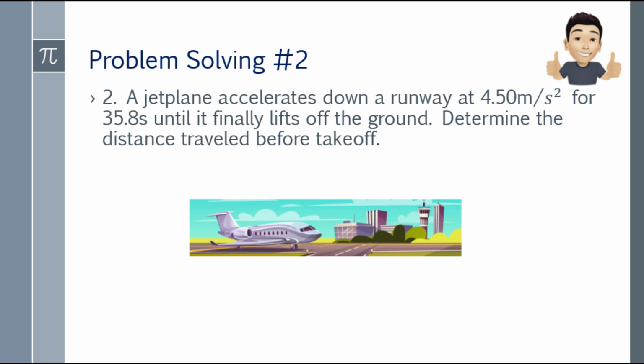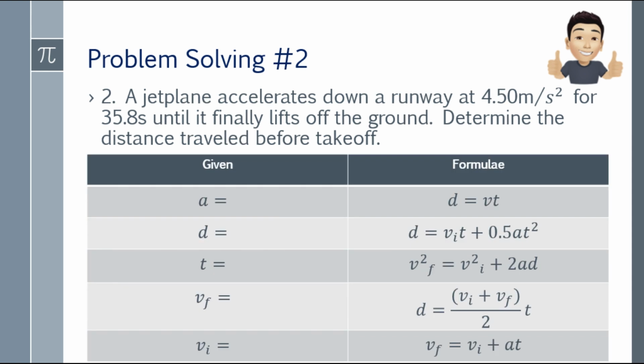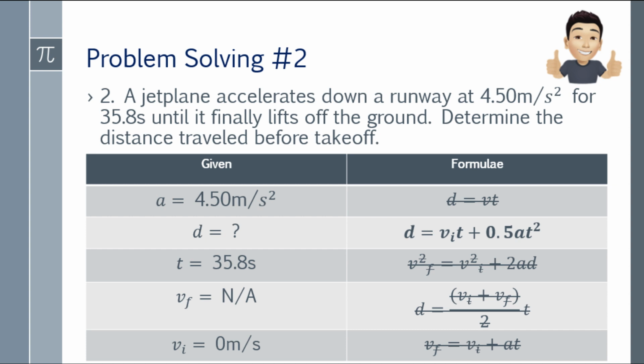A jet plane accelerates down a runway at 4.5 meters per second square for 35.8 seconds until it finally leaps off the ground. Determine the distance traveled before takeoff. So again, list all the given and the formulas. Acceleration mo is 4.5 meters per second square. Always remember, pag acceleration, meters per second square yan. Displacement ang hinahanap natin. Determine the distance or yung displacement.